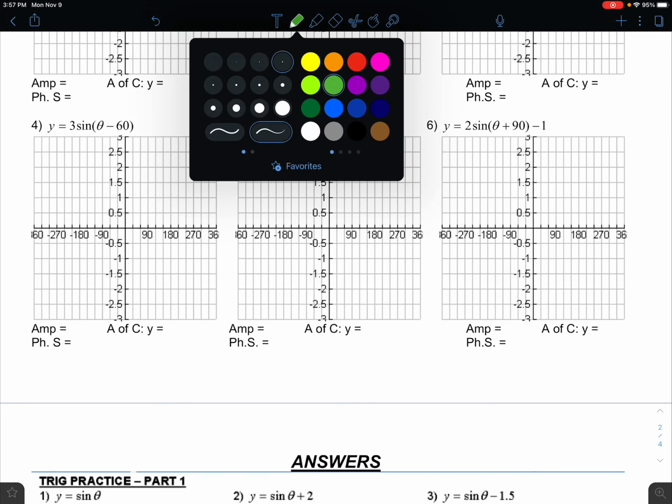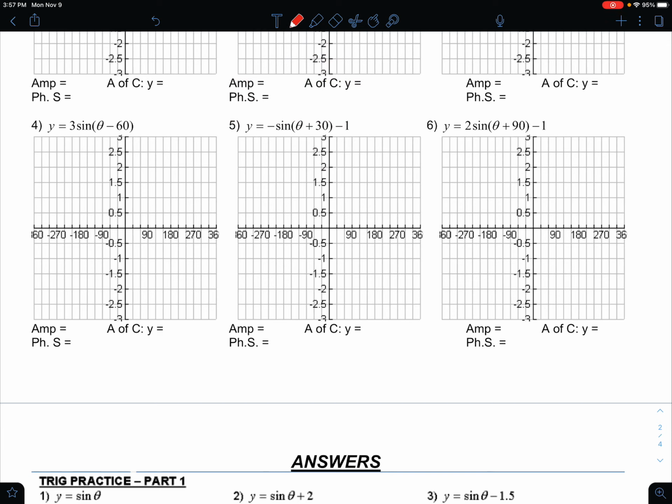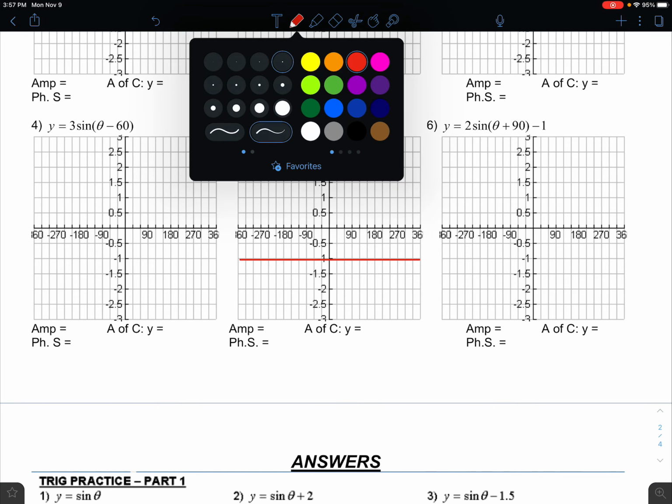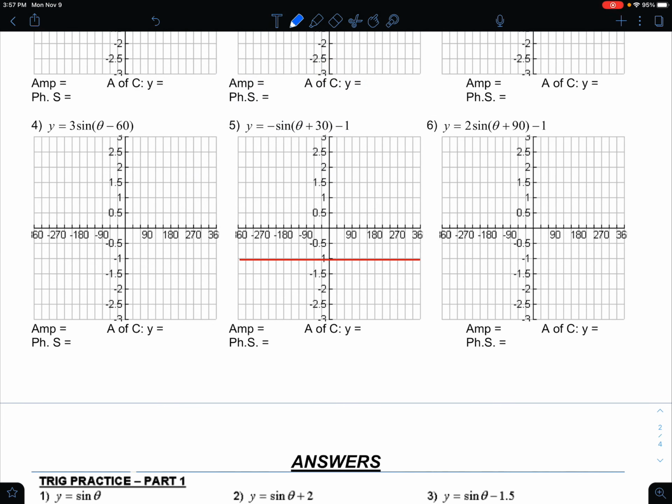So we'll start with the axis of the curve. The axis of the curve is minus 1, so we're going to go at the minus 1. Then the amplitude is actually negative 1. Now it will still go 1 up and 1 down. But now, instead of starting up, I'm going to start down, and we'll get to that in a sec.